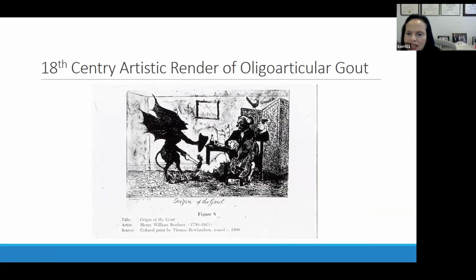And again, here's another artistic rendering. You've got your glass of port here, which is the great etiologic agent that blocks both your uric acid excretion and leads to overproduction. So you get the hot foot and the hot ankle, and it's as if the devil is heating it up.